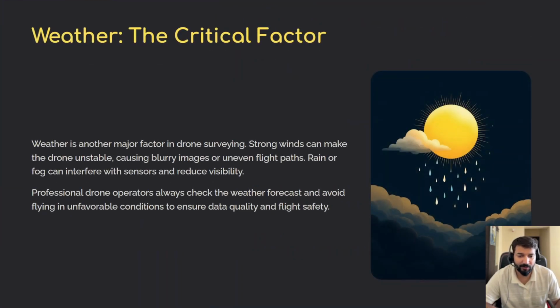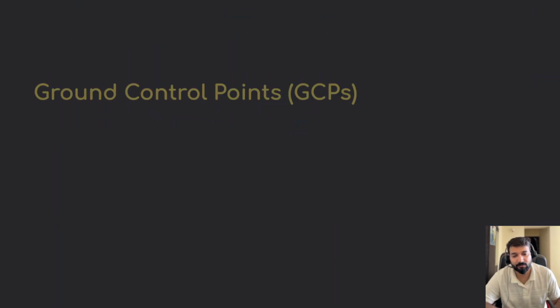Fourth, ignoring weather conditions. Weather is another major factor in drone surveying. Strong winds can make the drone unstable, causing blurry images or uneven flight paths. Rain or fog can also interfere with sensors and reduce visibility. Professional drone operators always check the weather forecast and avoid flying in unfavorable conditions.